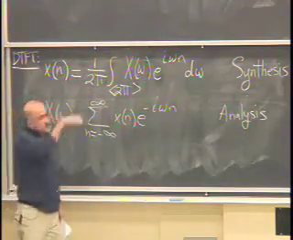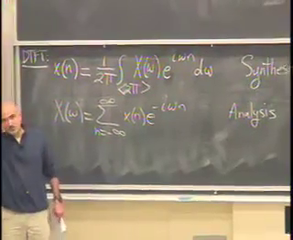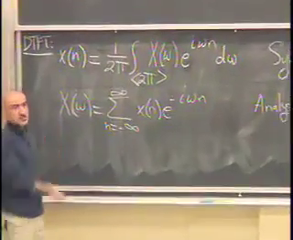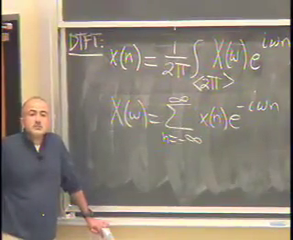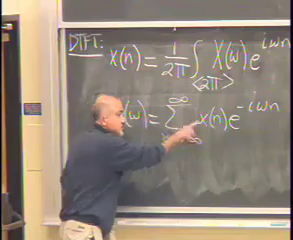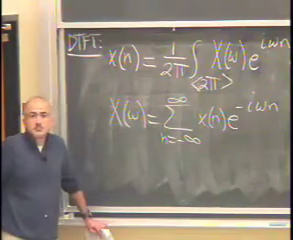So in all of these transforms that we study, there's one equation that takes you to the frequency domain, another equation that takes you back to the time domain. The period of this function is always 2 pi.